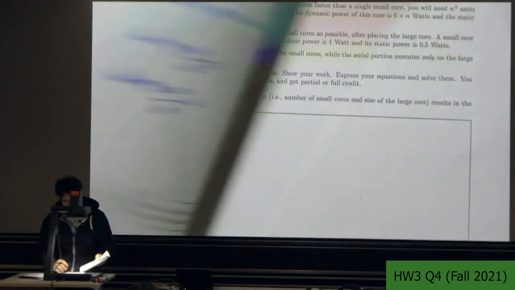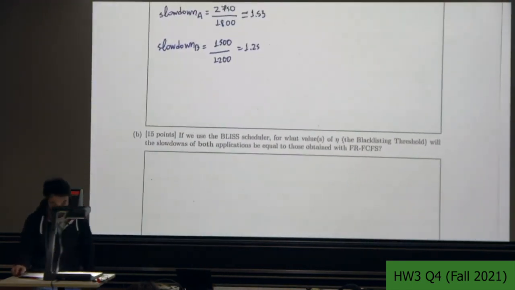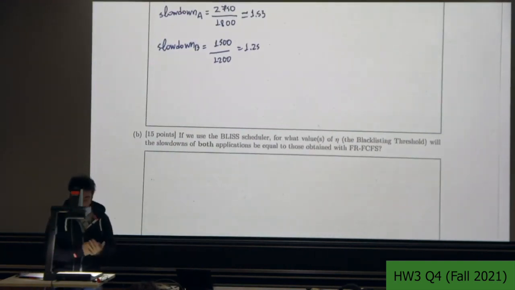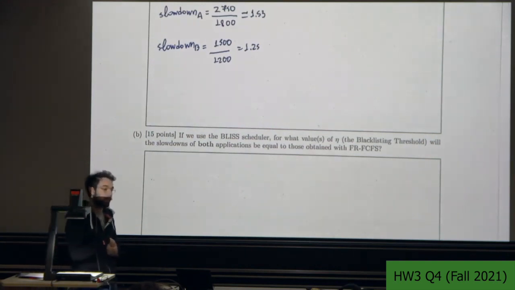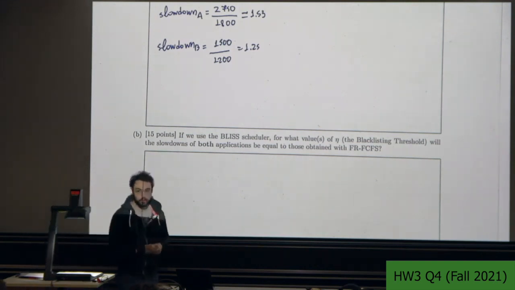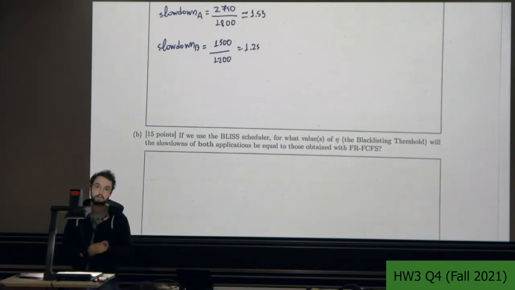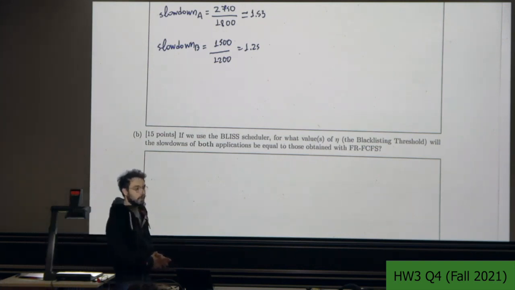Okay, let's see the second question. If we use the Bliss scheduler, which blacklists, for what values of n will the slowdowns of both applications be equal to those obtained with FRFCFS? So what we want here is the exact same slowdown, right? And to have this exact same slowdown, we need to have the same order of servicing the requests.